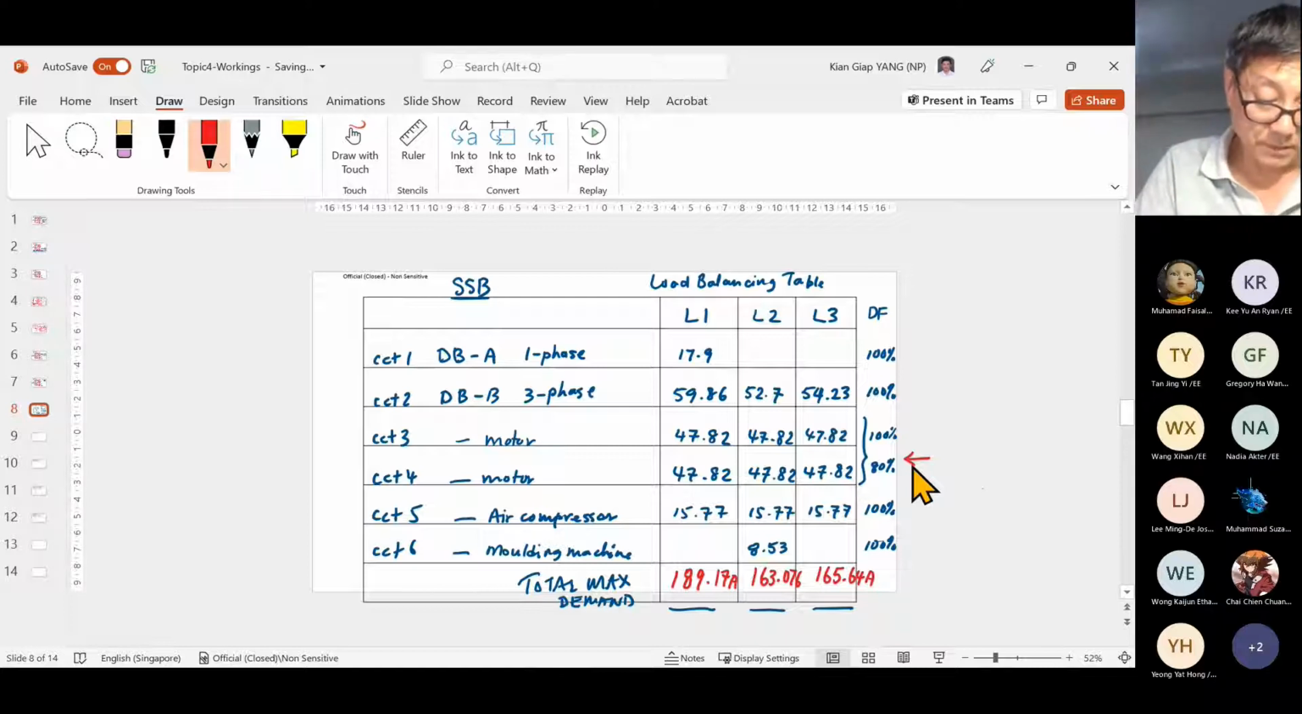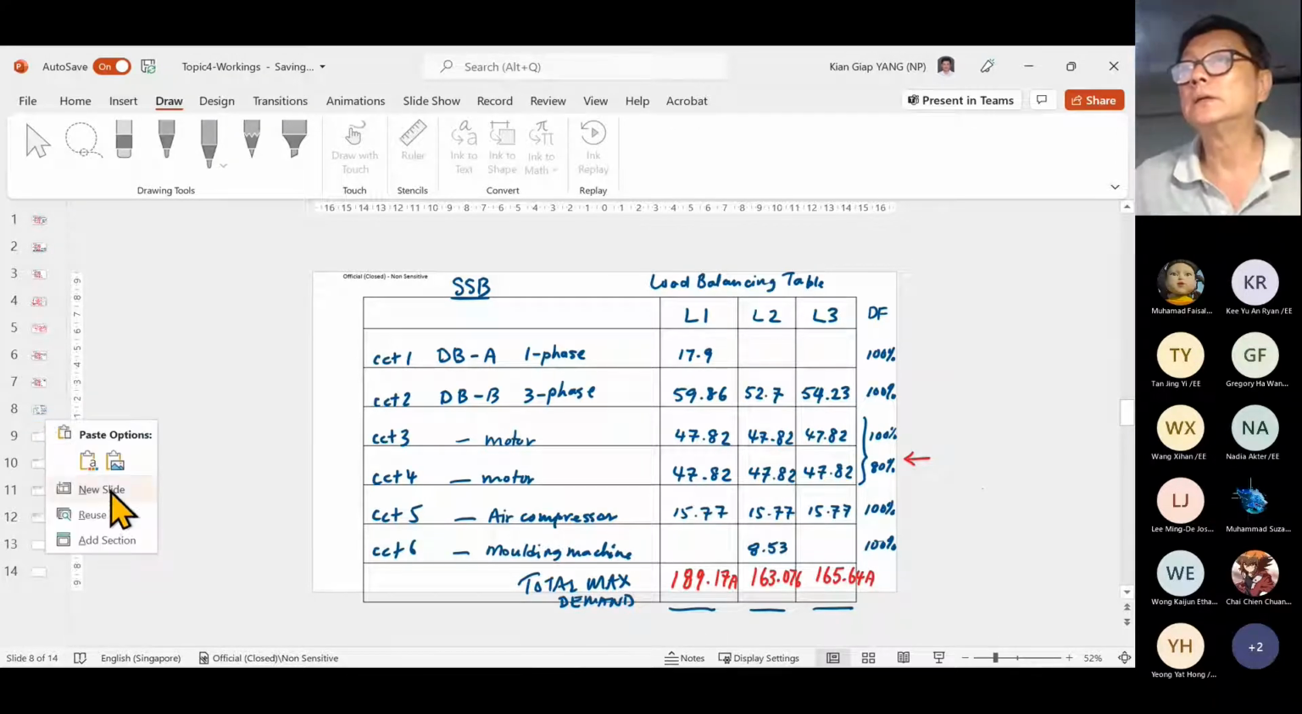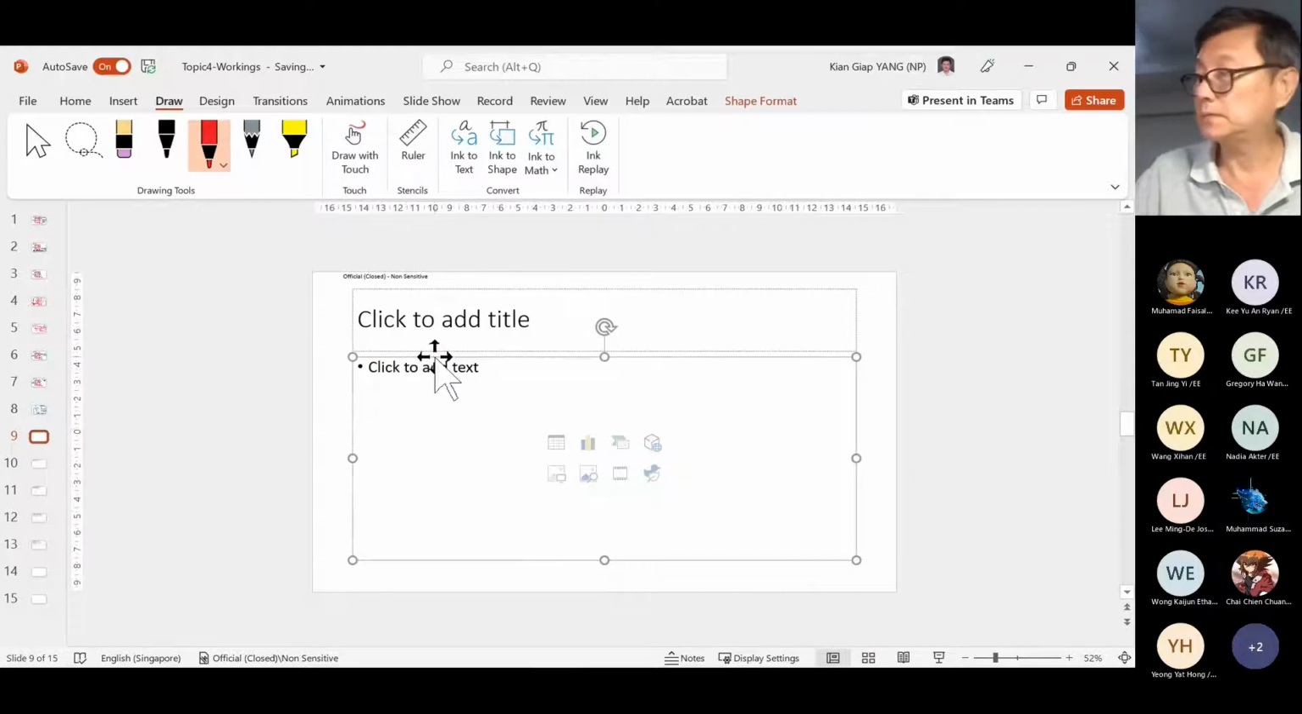Okay, so now what happened is I have three values. They are not 100% exactly the same, but that's okay. As far as I'm concerned, I only zoom in on the largest value. So in this case, it is the 189 ampere. Therefore, I must make a declaration. Now, what is my declaration? My declaration is, let me start a new one. My declaration is that my maximum demand for the whole switchboard.